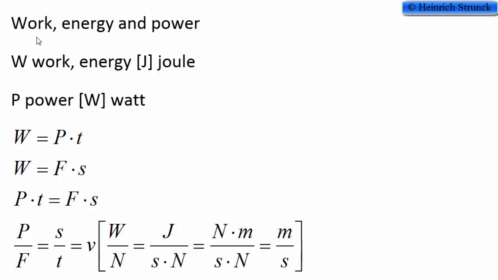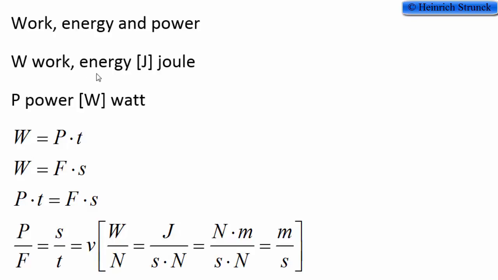Here we're going to talk about work, energy and power. Work and energy has a symbol W. You can see other letters as well, but here we use W. The unit for work and energy is joule, and we can see it can also be kilojoule and megajoule, just to give a reasonable number.